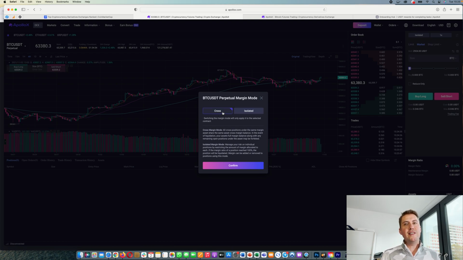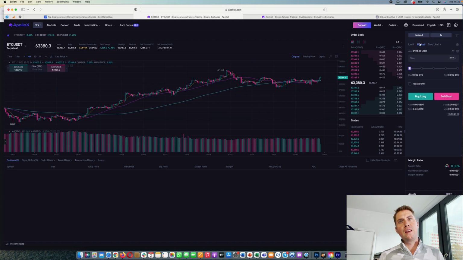With cross, it would basically take all the money in my account as collateral when I open up a trade. So if you are new to crypto trading, I would always recommend using isolated margin, because when you get liquidated, only the amount in your isolated margin or in that trade will get liquidated.